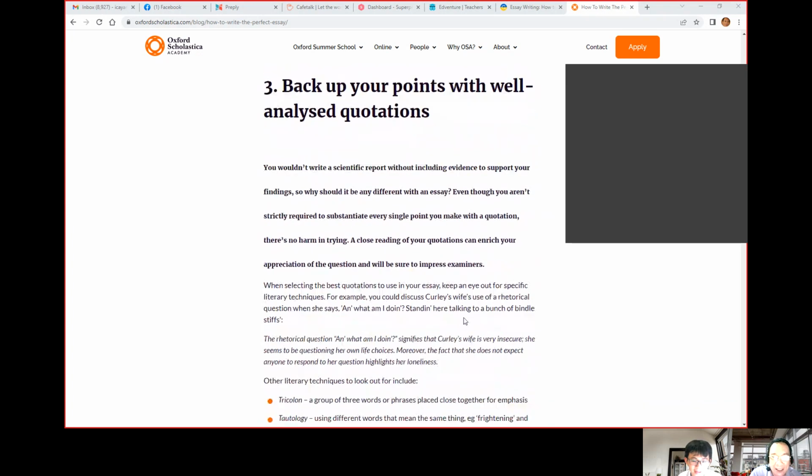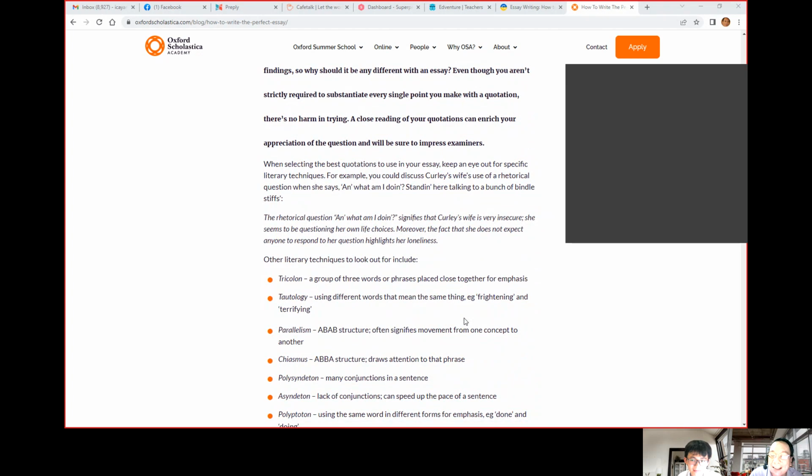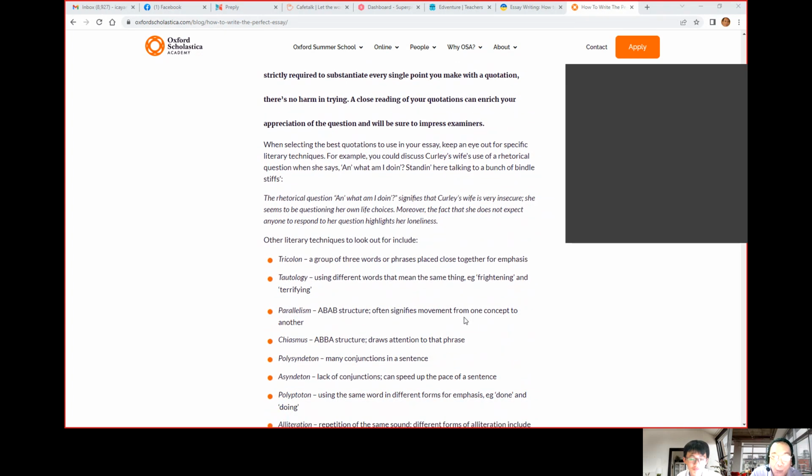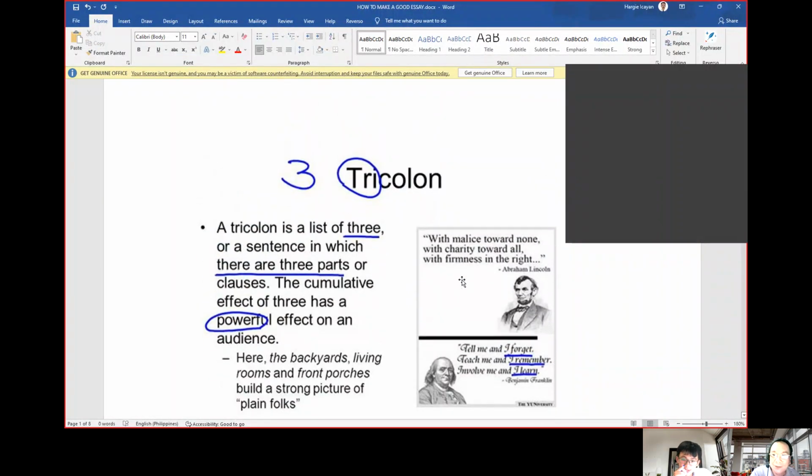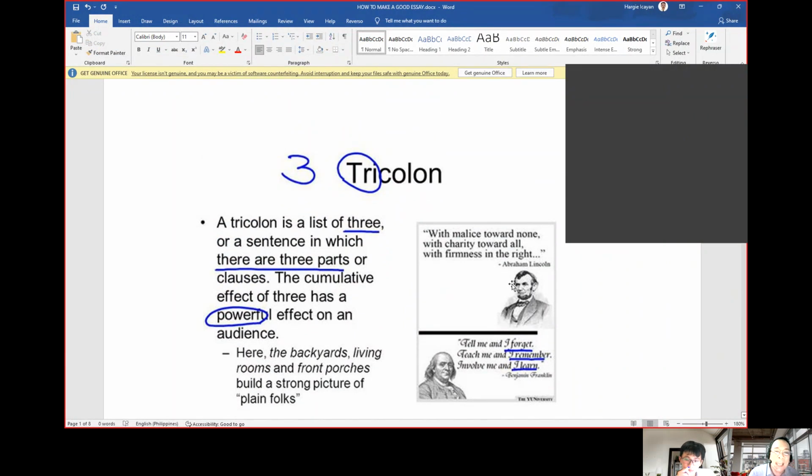Why? Because this one needs the so-called literary techniques. Okay. What are those literary techniques in writing? Now, I am going to explain to you one by one. Allow me to show you the explanation on the other presentation. Okay. Can you see this one, Khoi? I see. Yes.